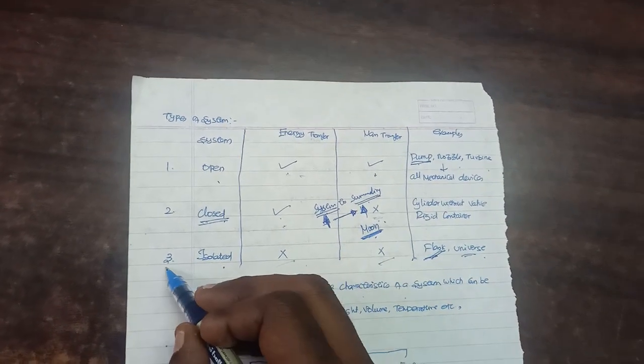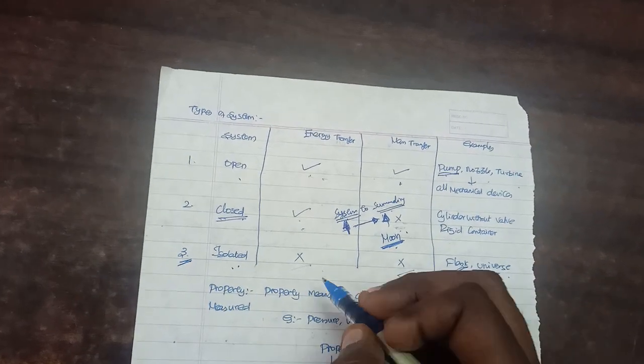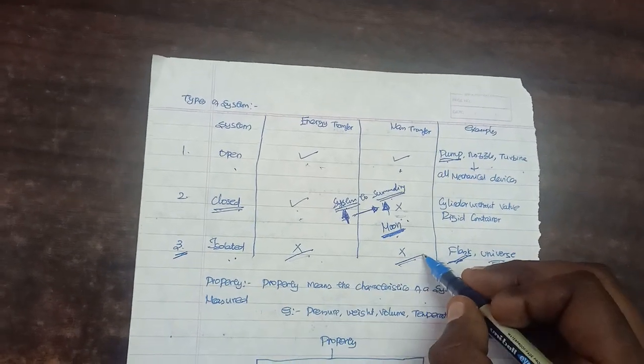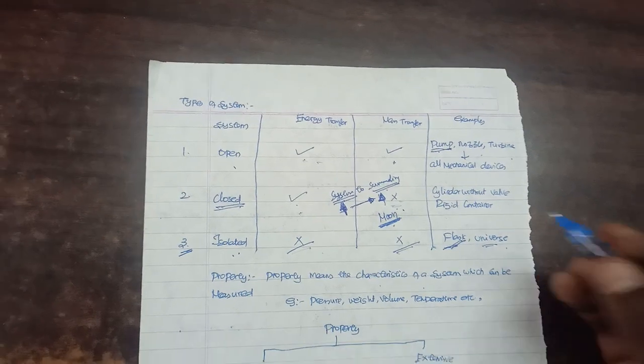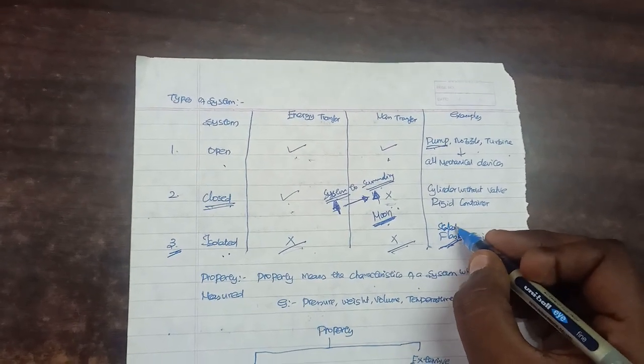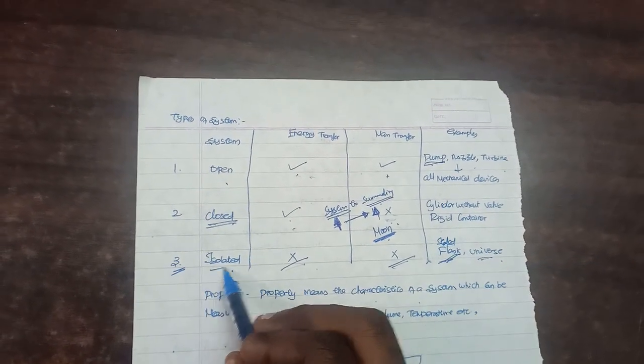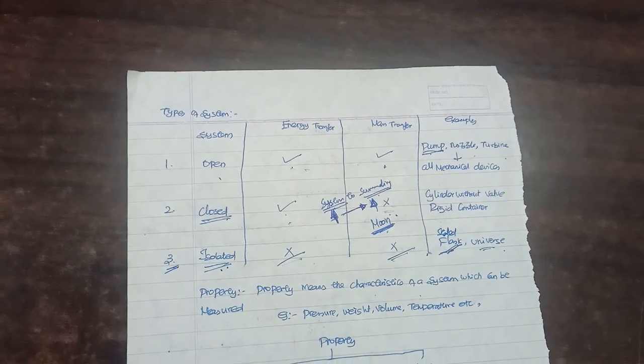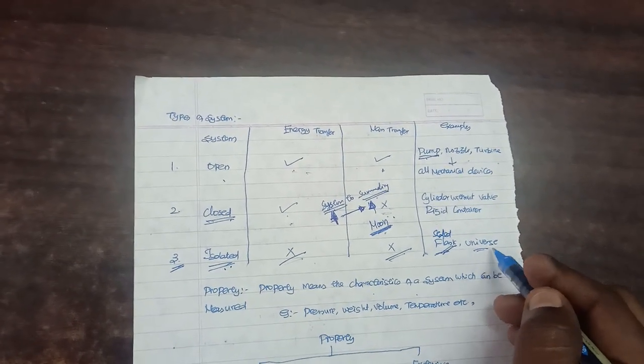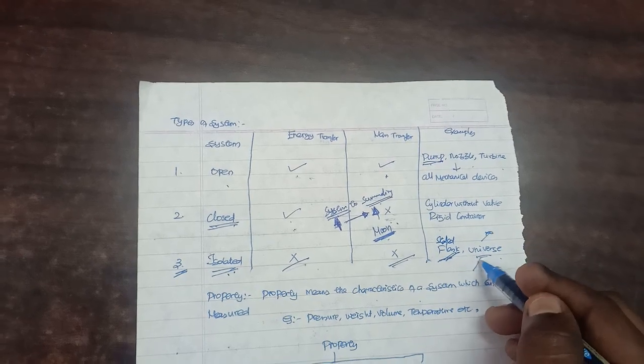Then the third one is the isolated system, in which neither energy nor mass will transfer. A sealed flask is a very good example of an isolated system, and the universe also. From the universe, nothing will go out and nothing will come in.